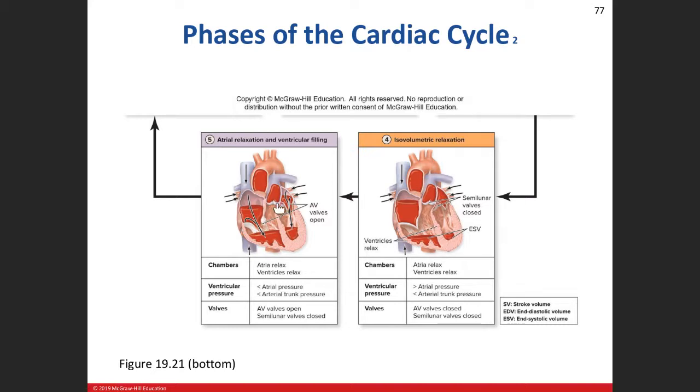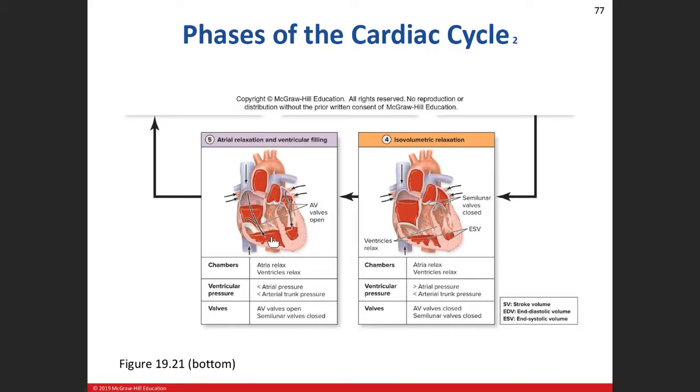Meanwhile, the semilunar valves are closed. So that tells us that the pressure of the ventricles is less than the arterial trunk pressure. Arterial trunk is the pulmonary trunk and the aorta, that's what they're referring to. So the ventricular pressure is less than the arterial trunk pressure. That's why these valves are closed.